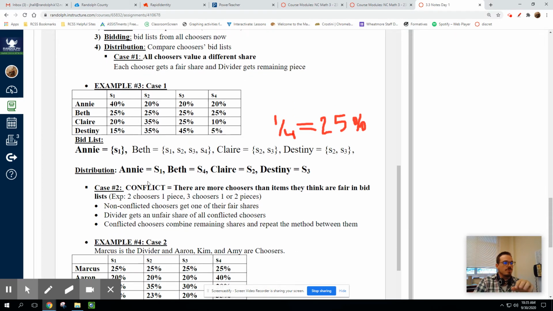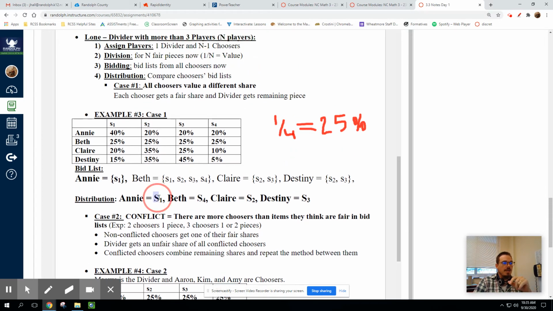So the distribution is going to need to go, Annie gets S1 because that's the only one Annie could take. She can't be fair for the rest of them. Annie has to take S1. Beth takes S4 because she likes all of them.